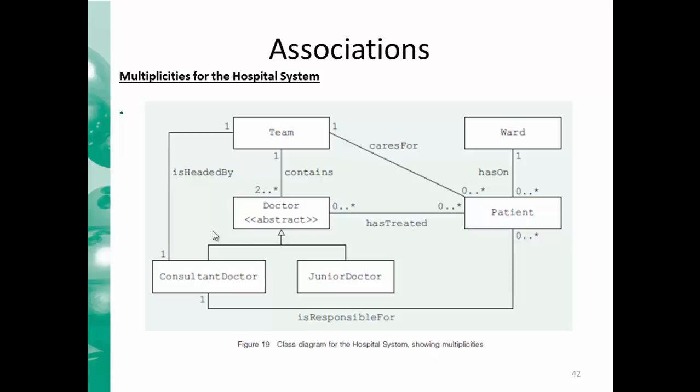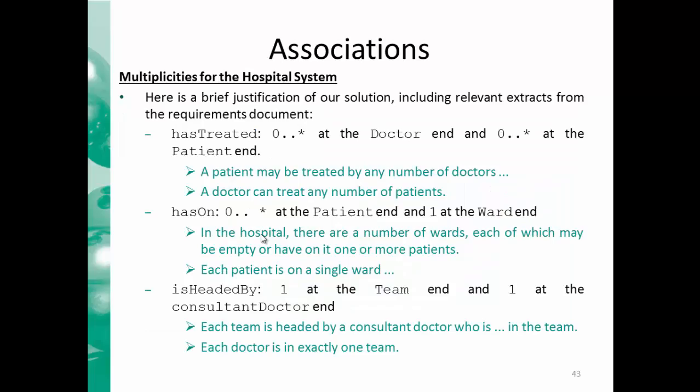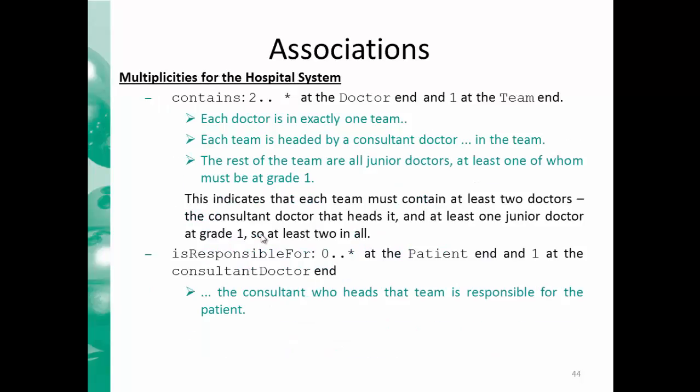If you look at the generalization relationship, you don't find any multiplicities. Why? Because every junior doctor is a doctor and every consultant doctor is a doctor. There is no limit for the number of objects created according to this relationship. And in this slide and the following one, we explain why we have chosen these multiplicities for the hospital system classes.